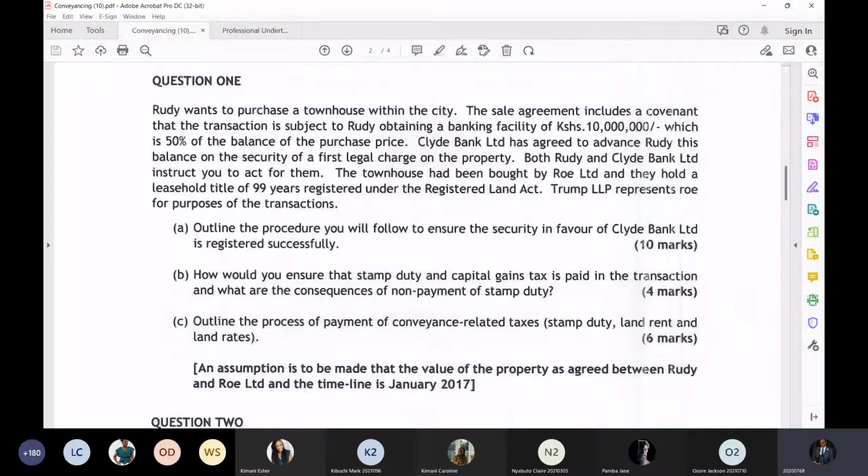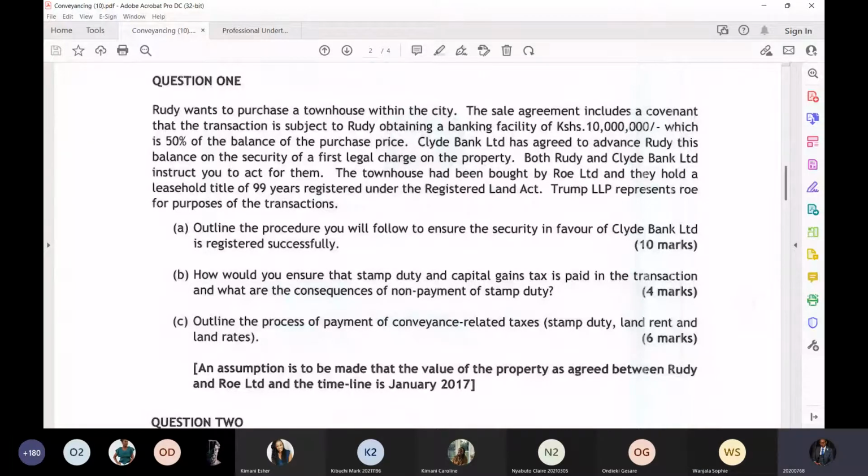Actually, we've answered it. How will you ensure that stamp duty and capital gains tax is paid in the transaction? The starting point is who pays stamp duty and who pays capital gains tax. Let's begin with that. Who pays stamp duty, who pays capital gains tax? I think the vendor pays capital gains tax and the purchaser pays stamp duty. That's good.